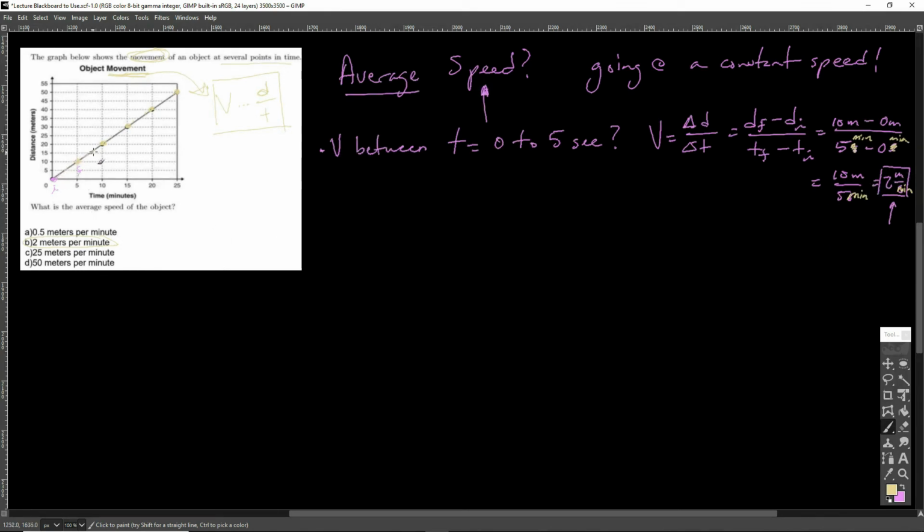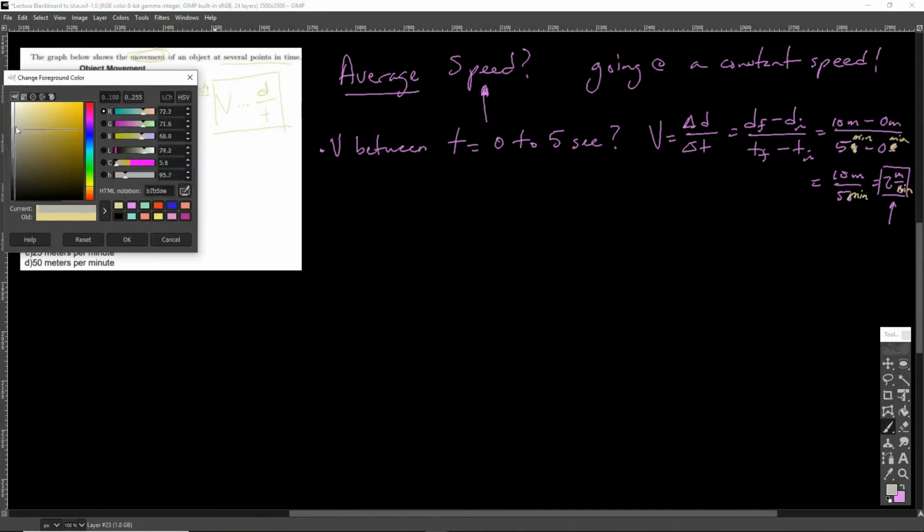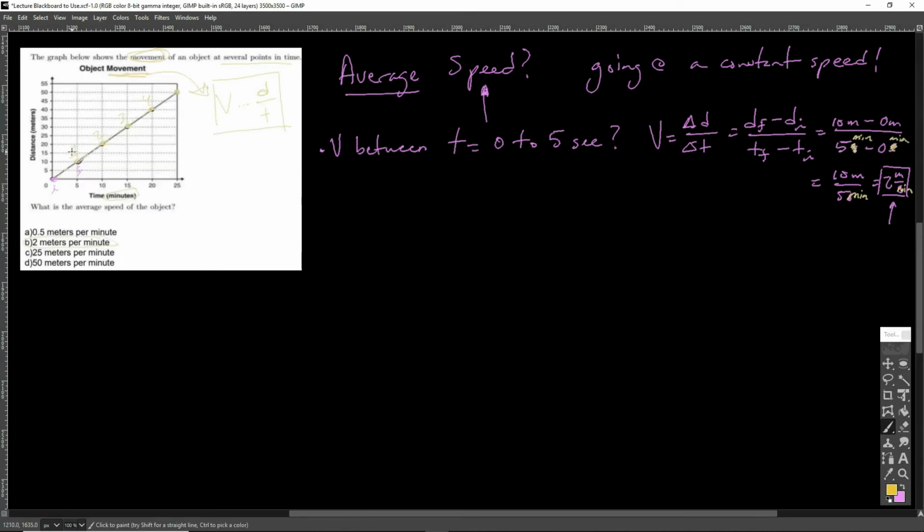If the velocity all along this line is 2 meters per minute, then you know that the average, if I picked randomly out of this, what would the average be? It's going to be 2 meters per minute. But let's prove that, okay? So let's take the velocity at several points. 1, 2, 3, 4. I need a darker color, don't I? Let me use this dark color for this. 1, 2, 3, 4, and 5.